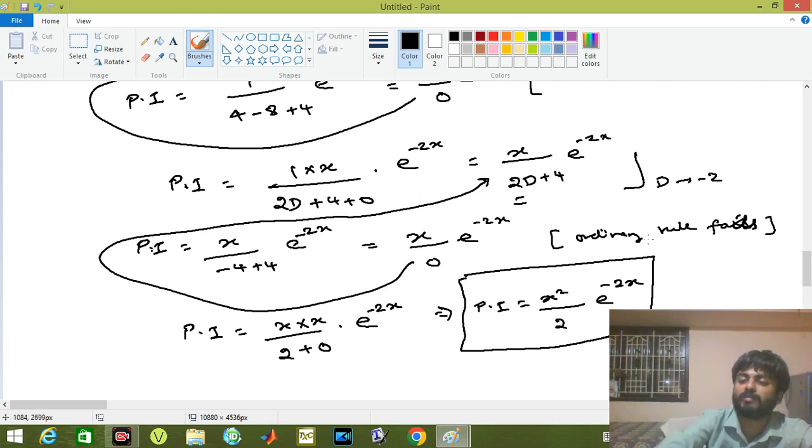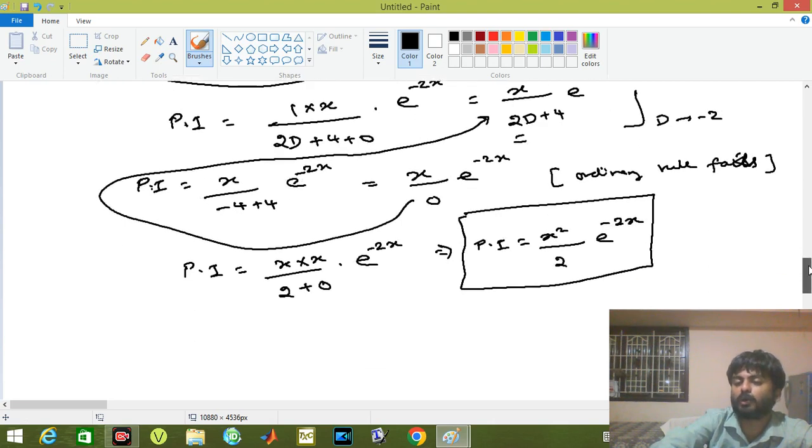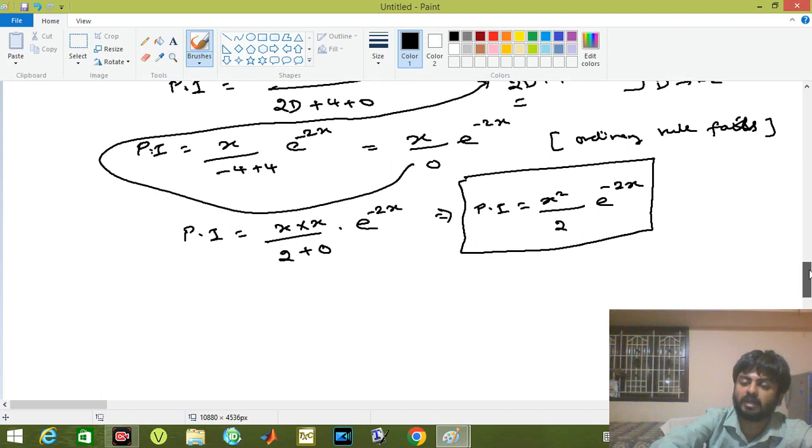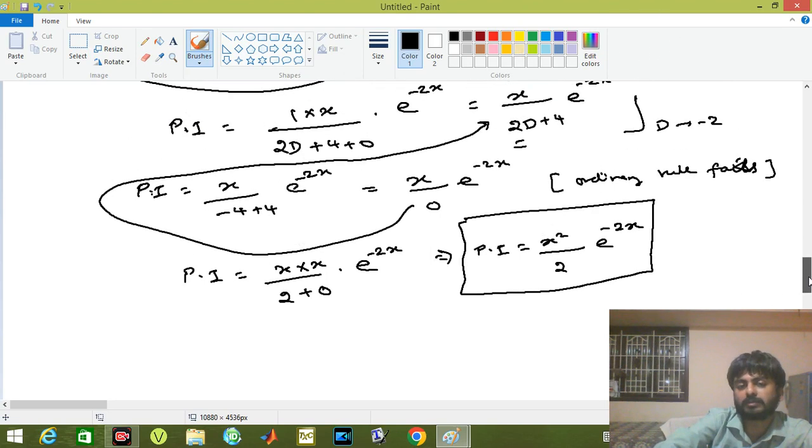Sometimes we will not get a non-zero denominator at the second time of finding. Even it goes for a third time also. Then you will get x cube divided by the corresponding coefficient of the least power of D that exists after differentiation, and that exists after replacing the D value. So this is your PI.